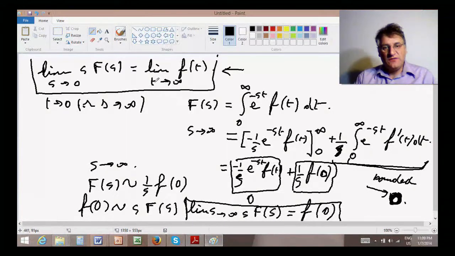Right? So the limit when s tends towards 0 of s f of s is the limit of f of t when t tends towards infinity, and vice versa. When s tends towards infinity, this guy tends towards f of 0. I think it's quite remarkable. And these are the initial and final value theorems.